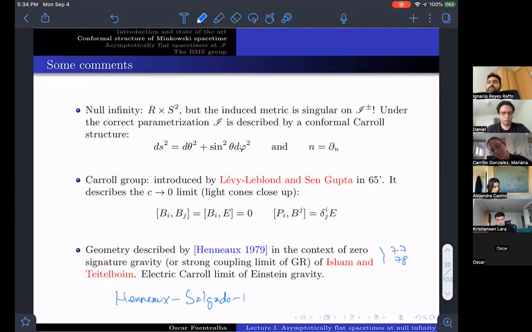they found that it's possible to construct more Carroll limits from Einstein gravity. So they found what we call the electric Carroll limit, and another equivalent description, an equivalent limit called the magnetic limit of Einstein gravity. But the one that Henneaux wrote, the action principle that he wrote, was the electric Carroll limit of Einstein gravity.